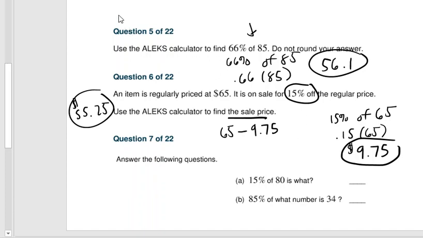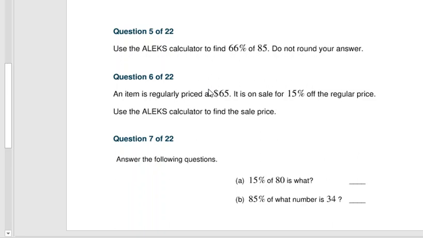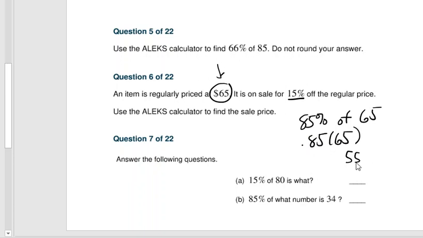Now I'm going to show you another way. Okay, if the item is priced at $65 and it's on sale for 15% off the regular price, $65, that's 100% of the price. If it's on sale for 15% off, that means the amount that you're going to pay is really just 85% of 65. So this is another way that you could do this question. So you would change 85 to 0.85, you would multiply by 65, and you end up getting $55.25. So either way you do this, you get the same answer.